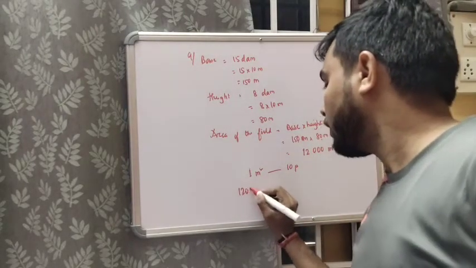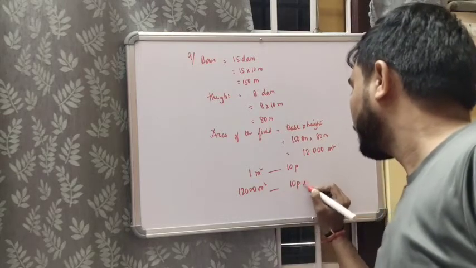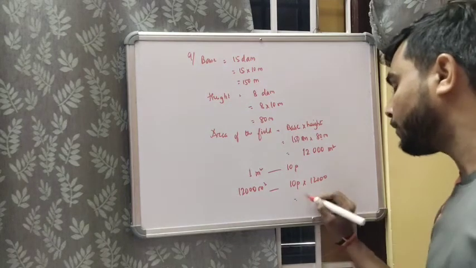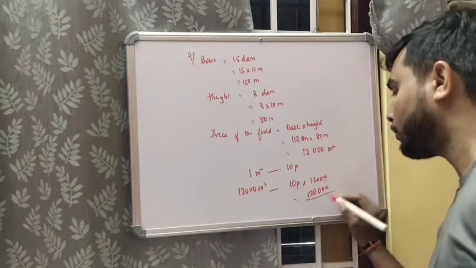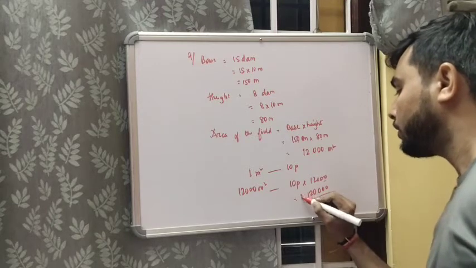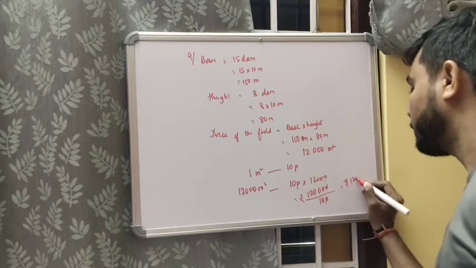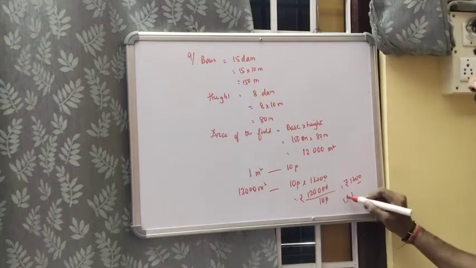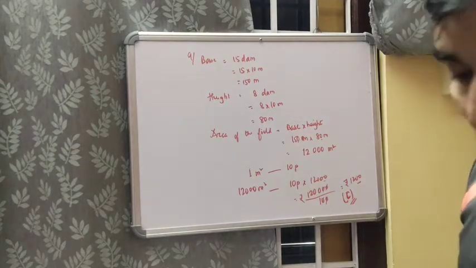Therefore cost of watering 12,000 meter square is equal to 10 paise into 12,000. Now we are in paise, we can move to rupees as it will be a bigger amount. 3 zeros and 1 zero together will give you 4 zeros. Divide by 100 will change paise into rupees. So it will be 1200 rupees, and the answer is option number C. I hope it is clear to all of you.